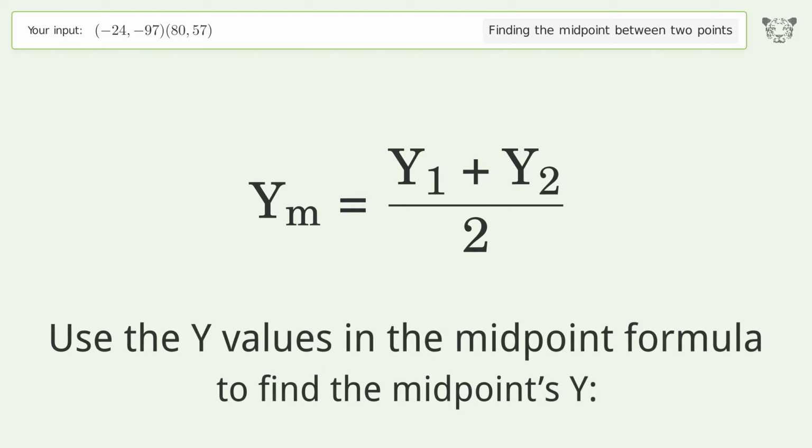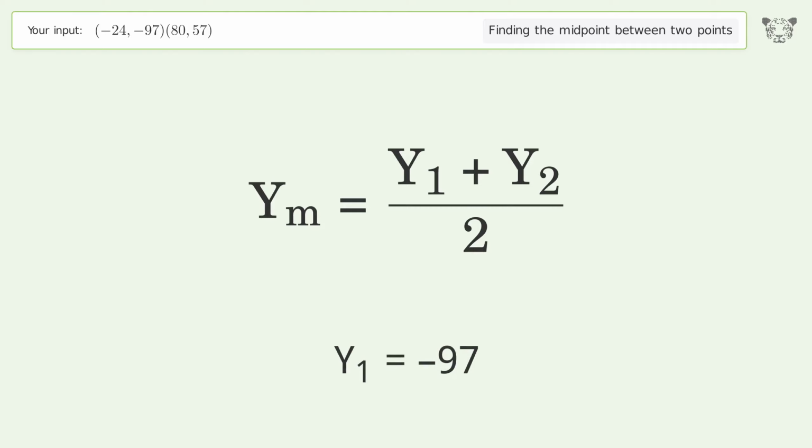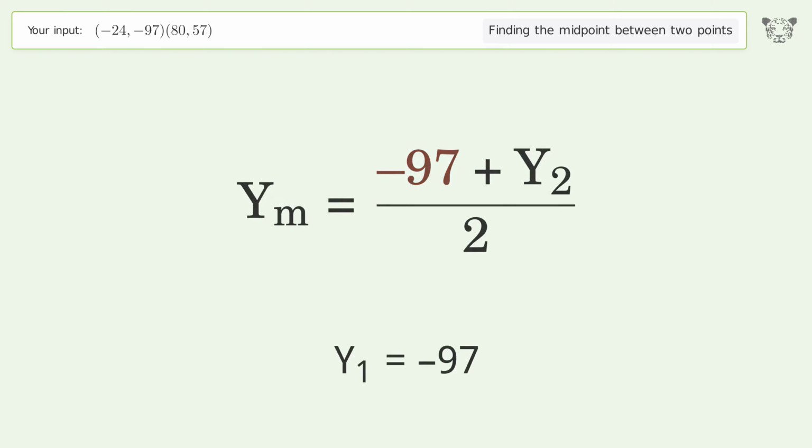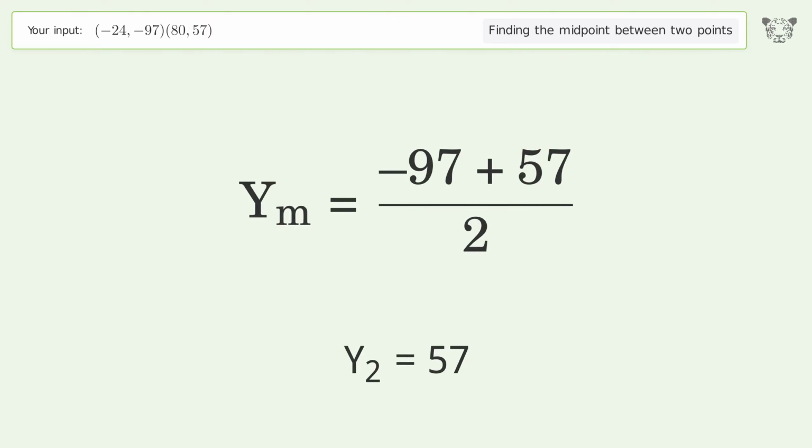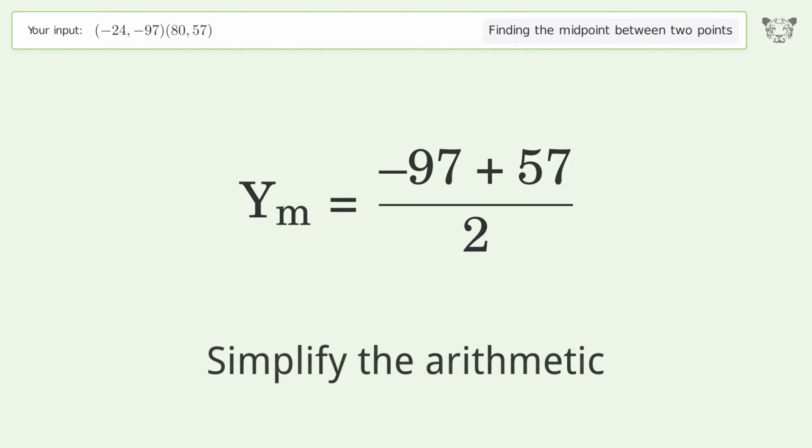Use the y values in the midpoint formula to find the midpoint's y. y1 equals -97. y2 equals 57. Simplify the arithmetic.